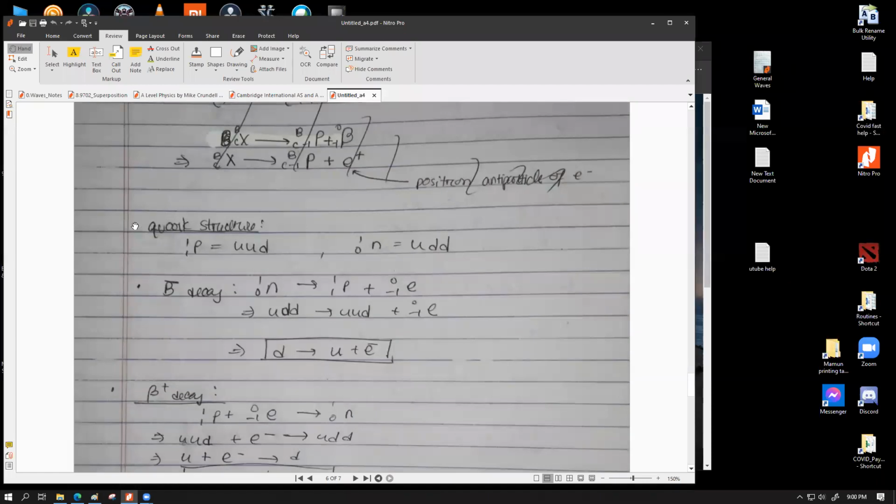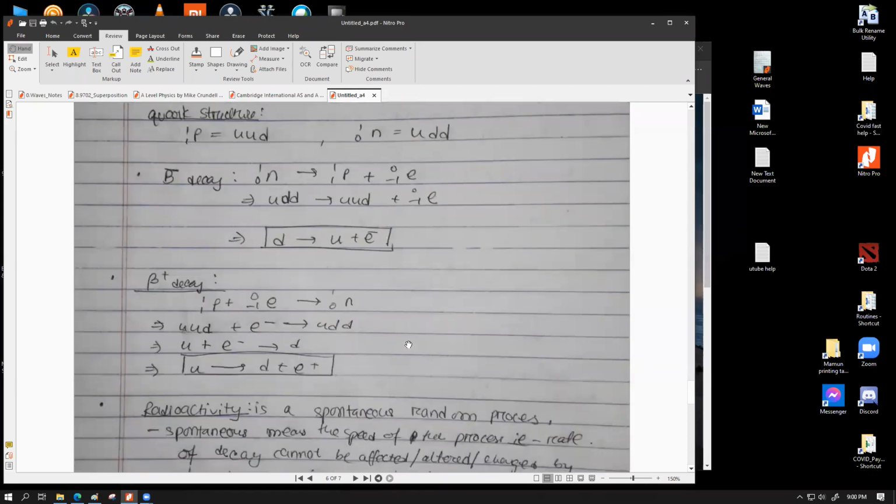And then we have the quark structure. Proton quark structure is up up down. Neutron is up down down. In beta minus decay, practically one down quark changes into one up quark, and an electron is released. And in beta plus decay, one up quark breaks down into a down quark, and then a positron is released. Or in other terms, you can say one electron is absorbed. That's also one way to express that.